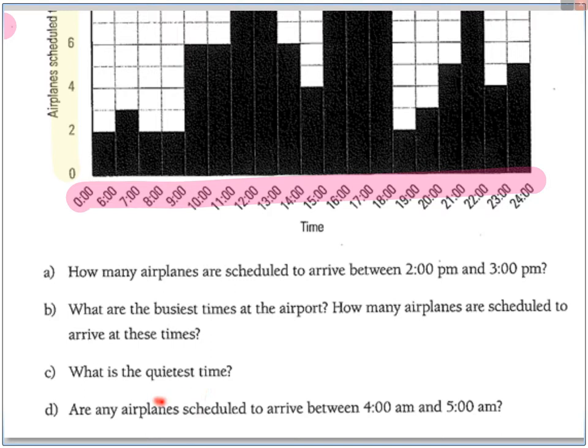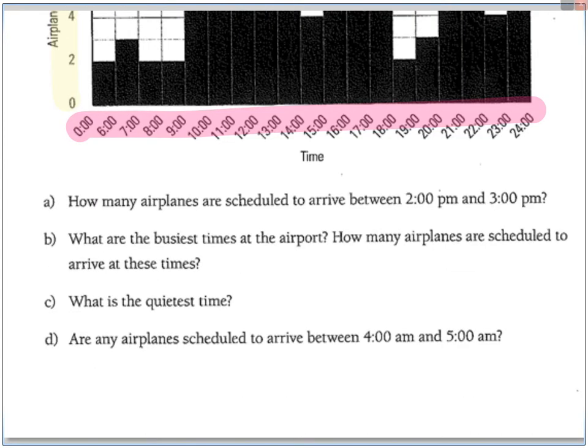Quietest time. Are we looking for a big bar or a small bar? Small bar. So there's small bars here, which is early in the morning, from midnight to 6 a.m. People are sleeping. There's no planes arriving. Makes sense? Just a few, just in case. And then between 7 and 9 is also pretty small, which is kind of surprising. Usually a lot of planes leave early in the morning, especially business flights. And then there's some dead time over here as well, from 6 to 7.